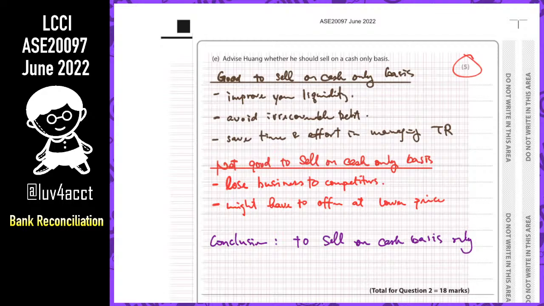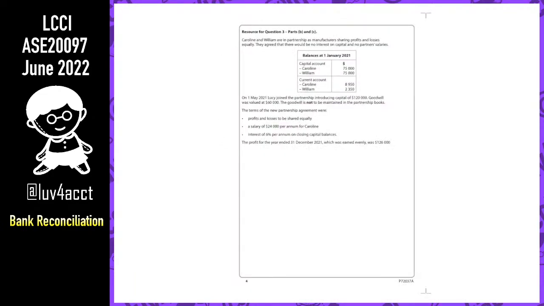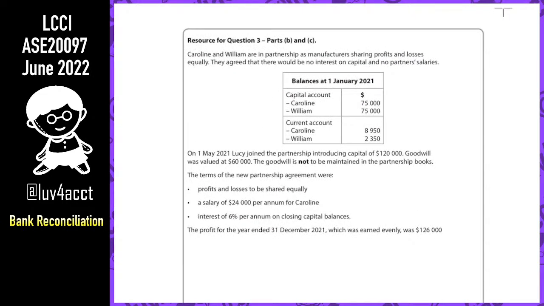Okay, so level 3, the evaluation part is not that demanding. If you can see 5 points, you make a conclusion just according to how many points you give on each side. So 18 marks, finish. Okay, 38 so far. And then we continue.